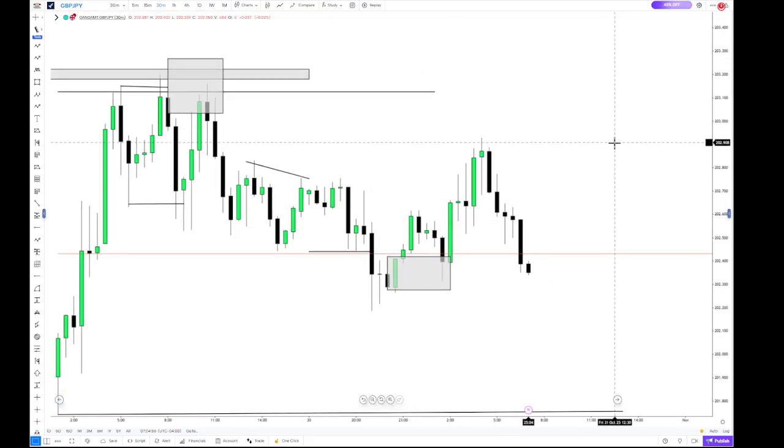But you should be keeping in mind that the general direction of this market is bearish, because we are reacting from a resistance level. Now come to this.